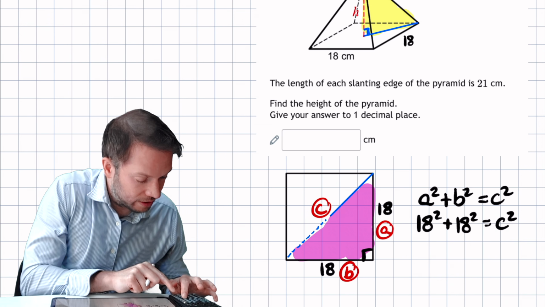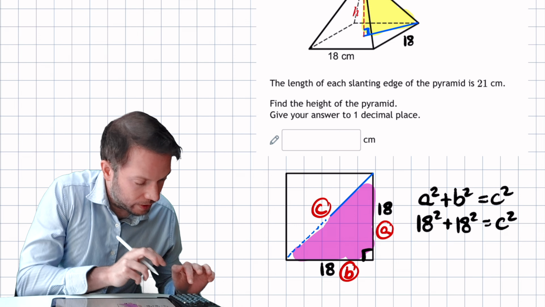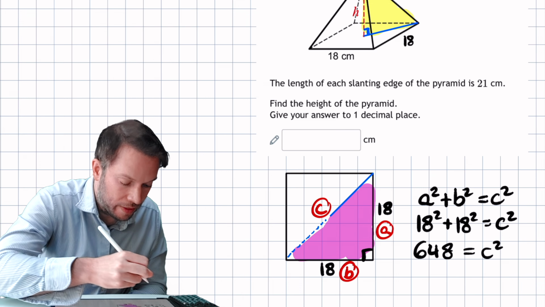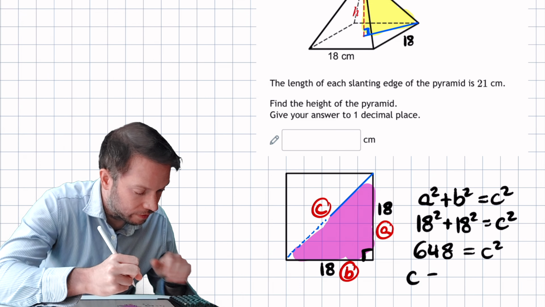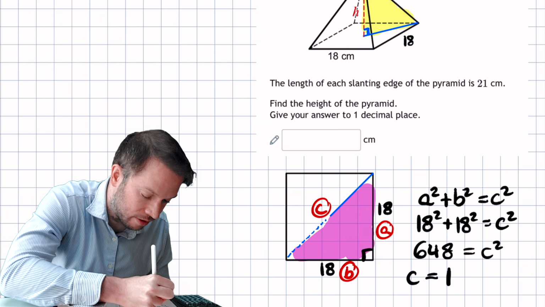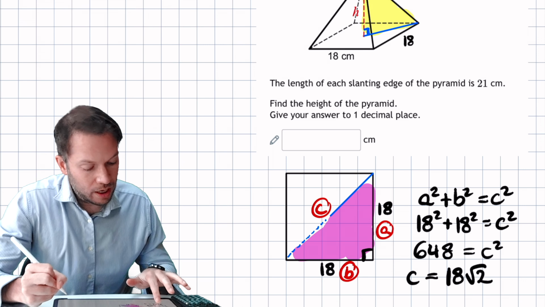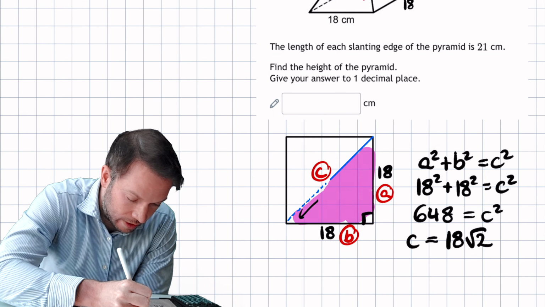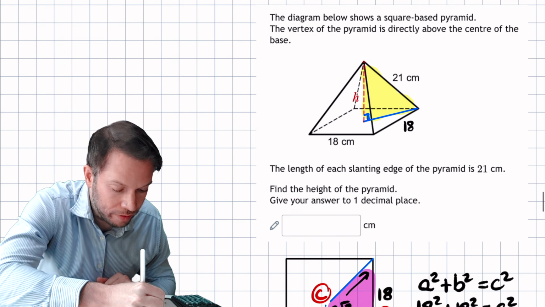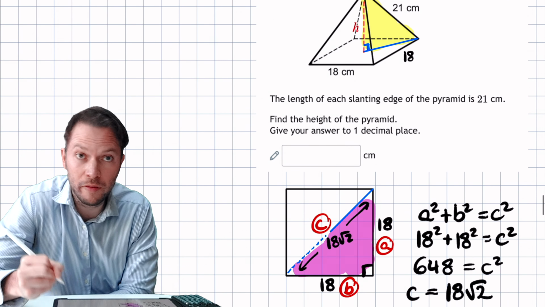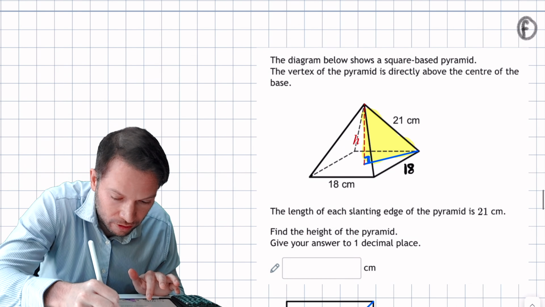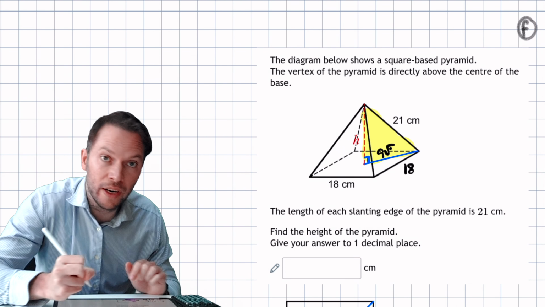So 18 squared plus 18 squared, let's just do that, is 648, is C squared. And then C is going to be the square root of that, so we do the square root of 648. My calculator gives me 18 root 2. So this total length here is 18 root 2, but we just want half of that because we just want half of this diagonal. What's half of 18 lots of root 2? Well, it's 9 lots of root 2. So we know, therefore, that this diagonal here, half the diagonal is 9 root 2.